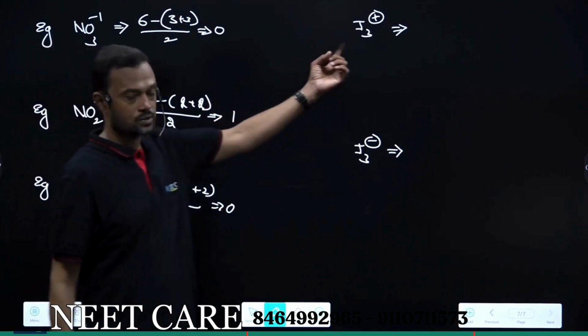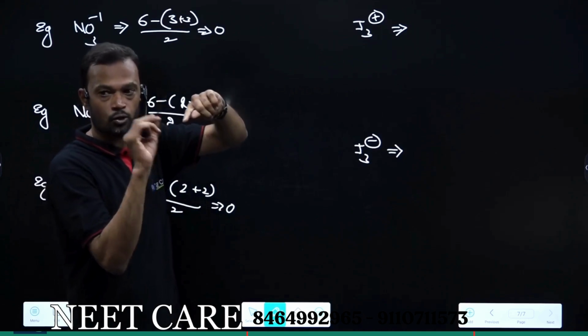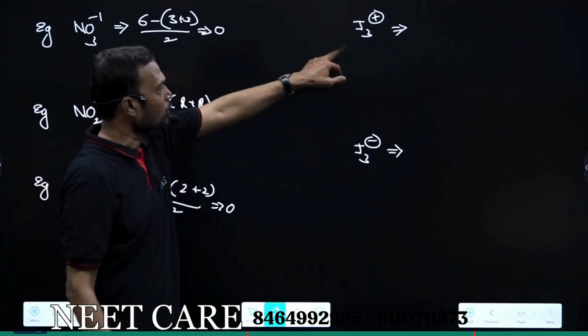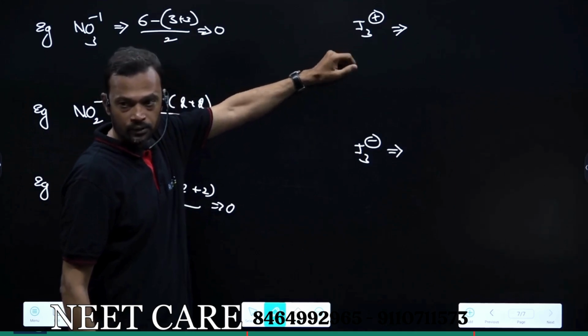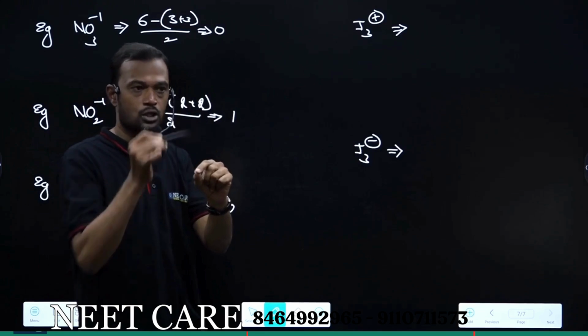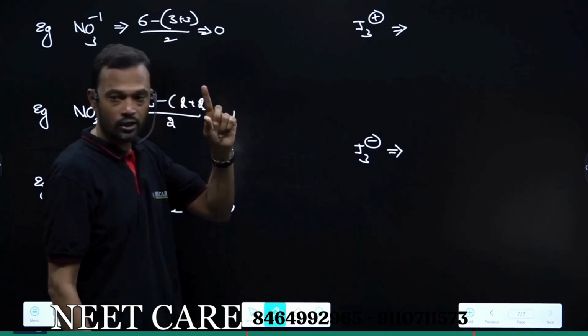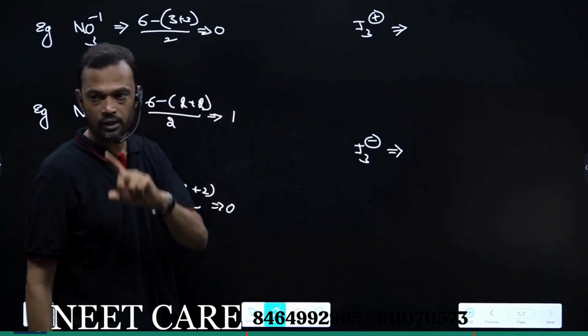Now I3 plus. One central iodine is there, surrounded by 2 iodines. Remember, total how many iodines? 3 iodines are available, but the central iodine gets surrounded by 2 other iodines. Means 1 iodine is taken as a reference.